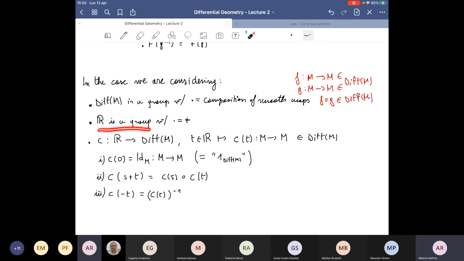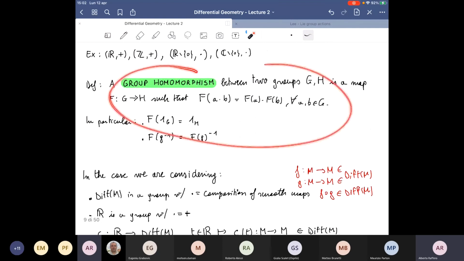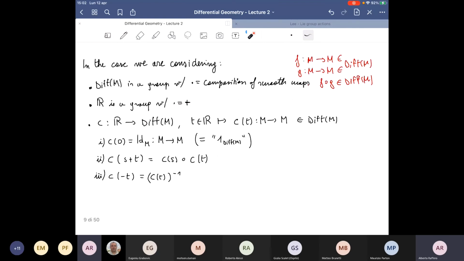We consider R as a group with respect to the sum, and a one-parameter group of diffeomorphisms, according to the definition we gave before, is just a homomorphism between this group here and this group here. So for each t you take in R, you will get C of t, which will be a diffeomorphism of the manifold, and in particular it will satisfy the general properties we have just mentioned here.